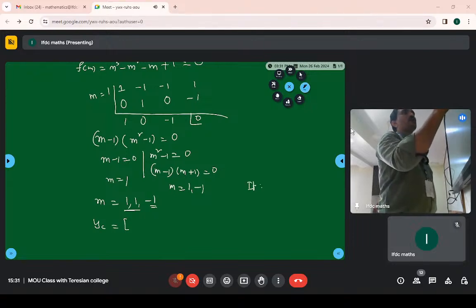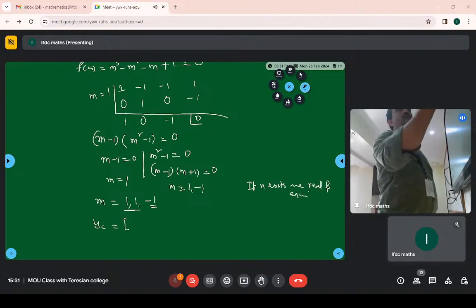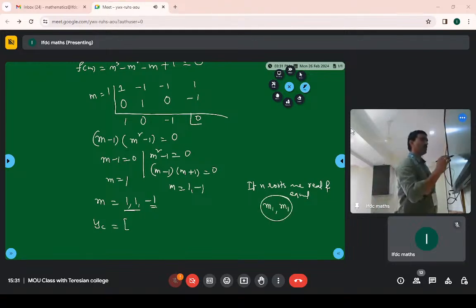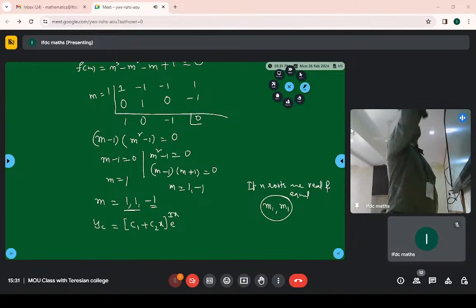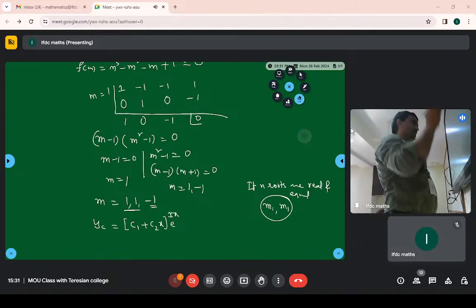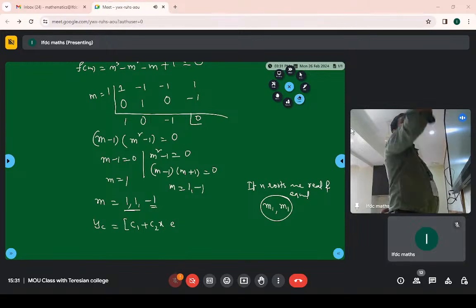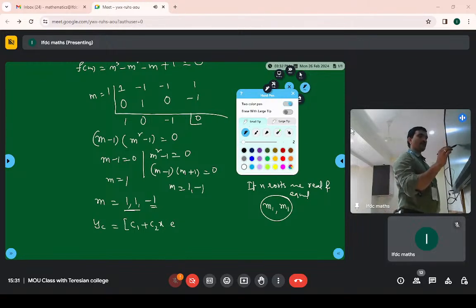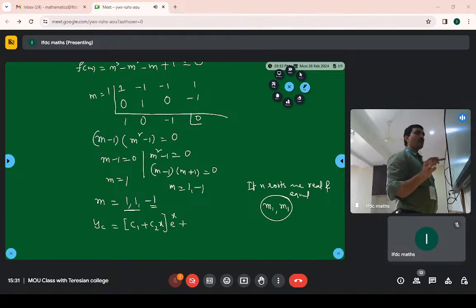If n roots are real and equal, I have both the same, so I can write c1 plus c2 x into e power 1 into x. 1 into x is nothing but x. So I can write e power x. This is the first answer. For the one different root, what do we write?